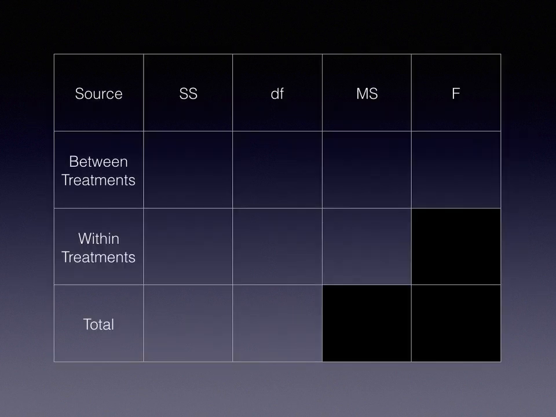And so F is often reported in a source table just like this. You have sums of squares for between and within and total. You have degrees of freedom for between and within and total. We only compute mean square for between and within. We divide mean square between by mean squared within to get F. And in a different video, I'll show you how to look up a critical value for F and make a decision about that null hypothesis that there's no treatment effect.